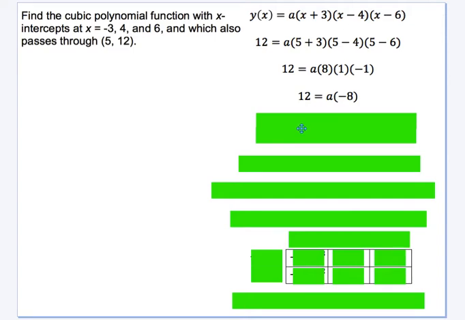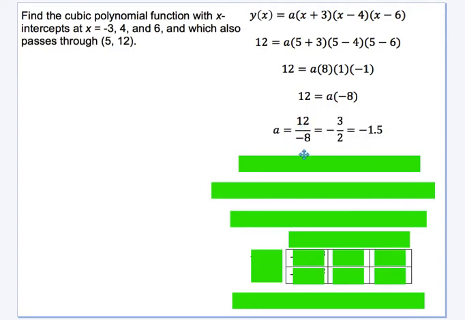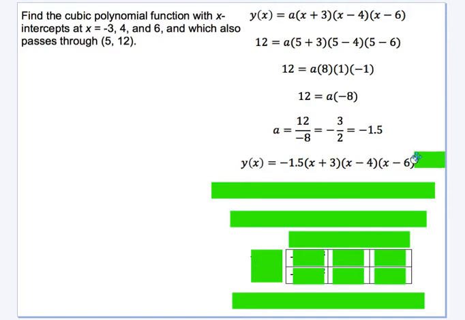Don't make that mistake, guys. And then I divide by -8, and I get 12 over -8. I reduce that to -3/2, or the decimal -1.5. Okay, so that's now my a value. So my equation becomes this, and this is the factored form of the polynomial.